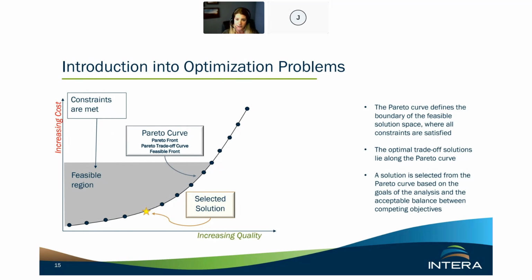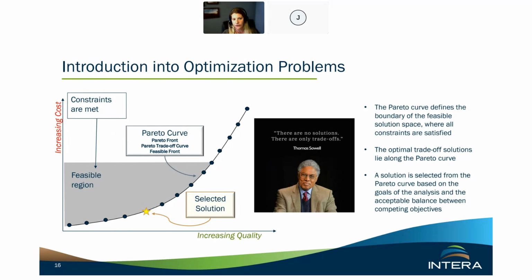You can picture that top hard boundary line. That's the maximum, that's the budget. That's the maximum cost we can spend. There's no point in looking at solutions outside of that. And then the curve itself defines the boundary of the feasible solution space. Every one of those points along that Pareto curve represents an optimal solution, and it's up to us to pick one of those optimal solutions.